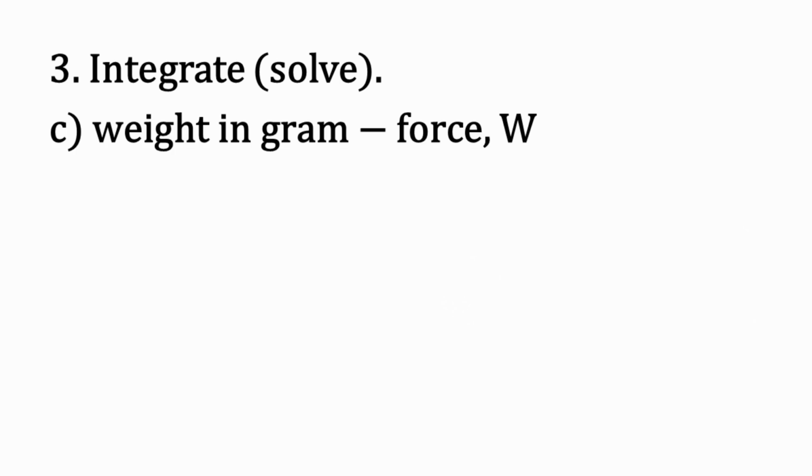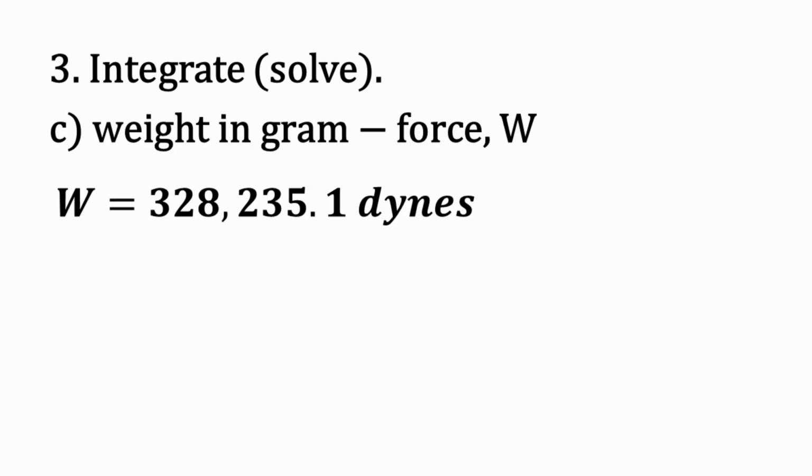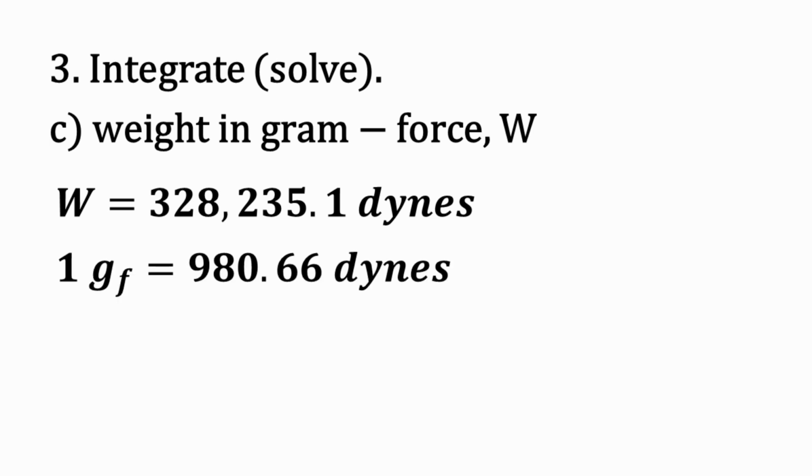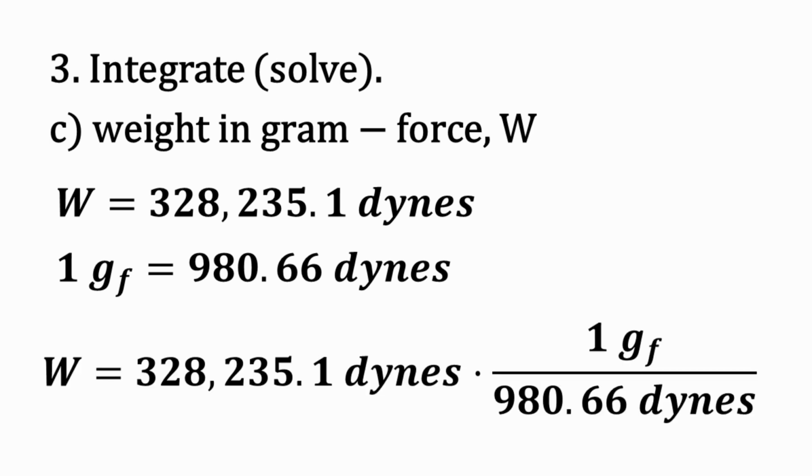The last unknown is the weight of the salt in gram force. Our approach is that we will convert what we obtained at the second unknown. Then, we are going to use this conversion factor. 1 gram force is equal to 980.66 dynes. And then we multiply the second unknown and the conversion factor.